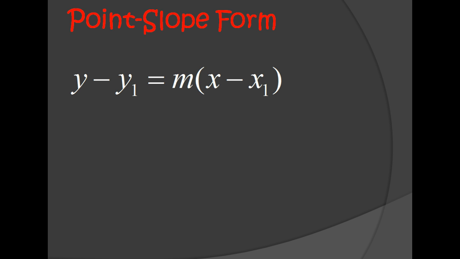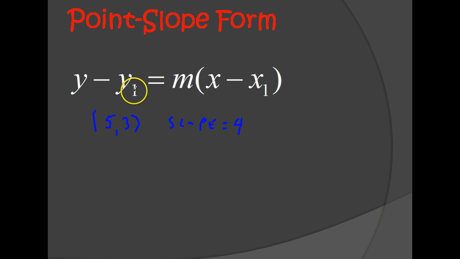Alright, next form, point-slope form. y minus y1 equals m times the quantity x minus x1. Alright, when I'm using point-slope form, and the reason it's called point-slope form is because I can write this when I'm given a point. So let's say 5, 3, and the slope. Let's say we have a slope equal to 4.